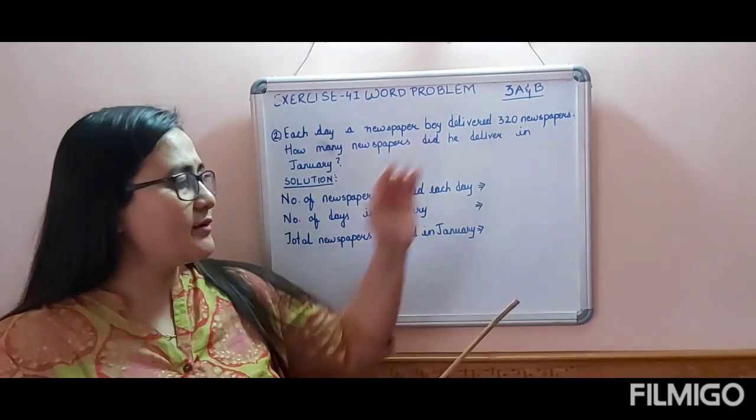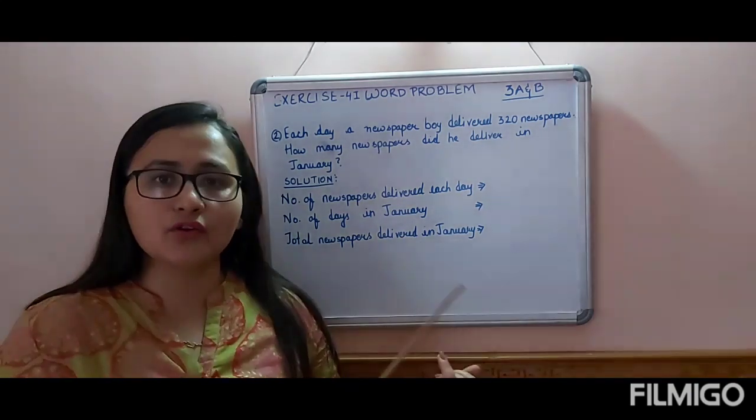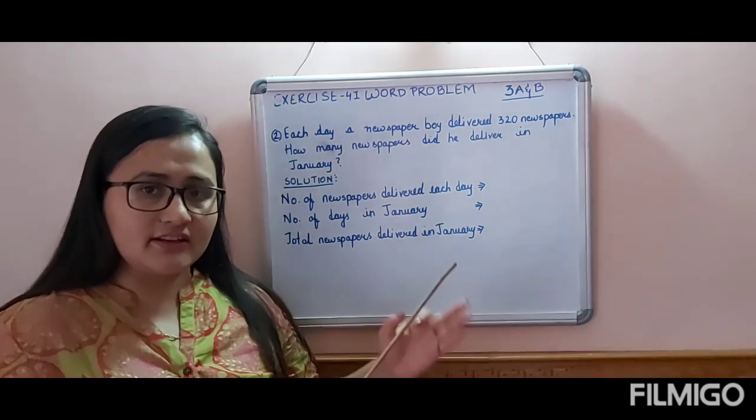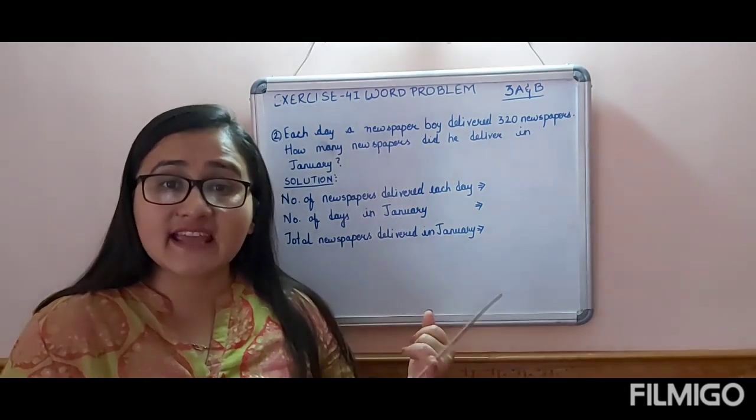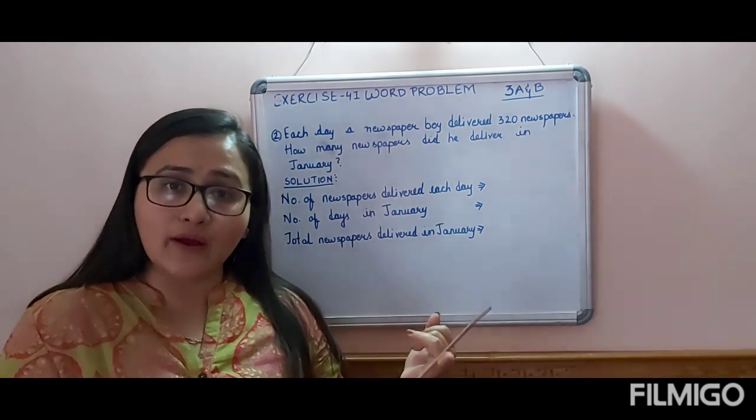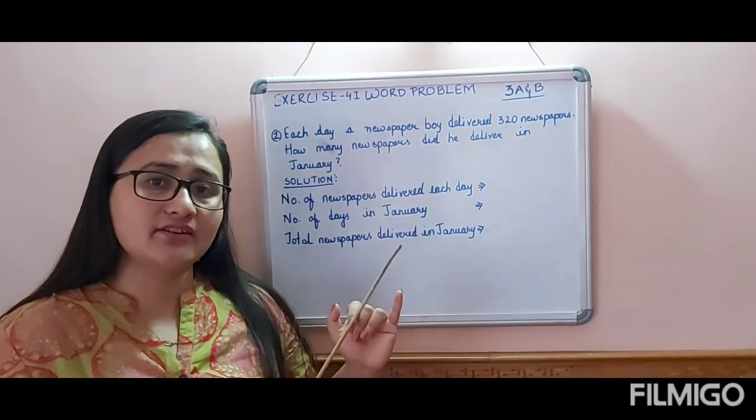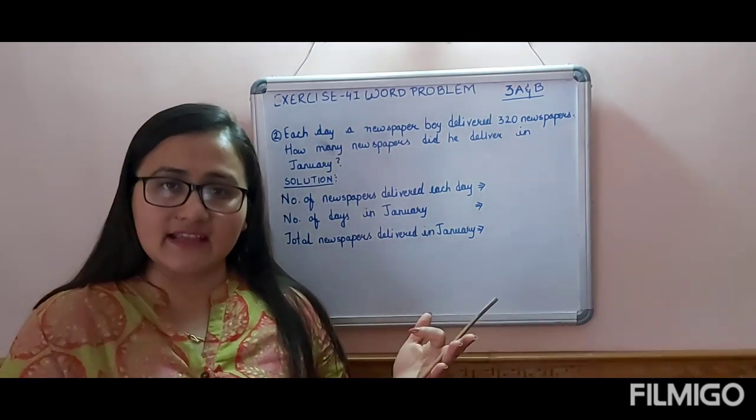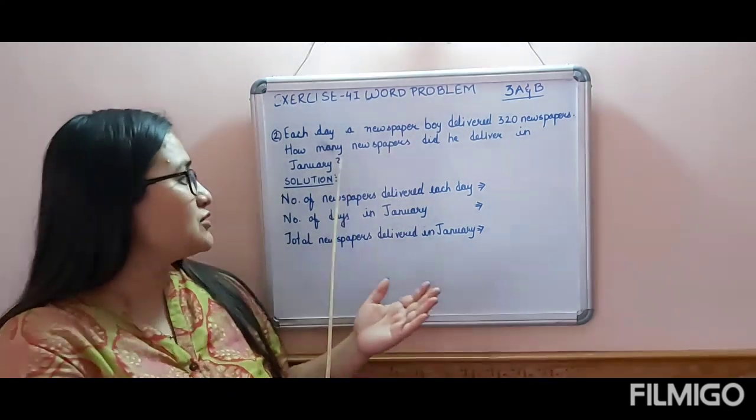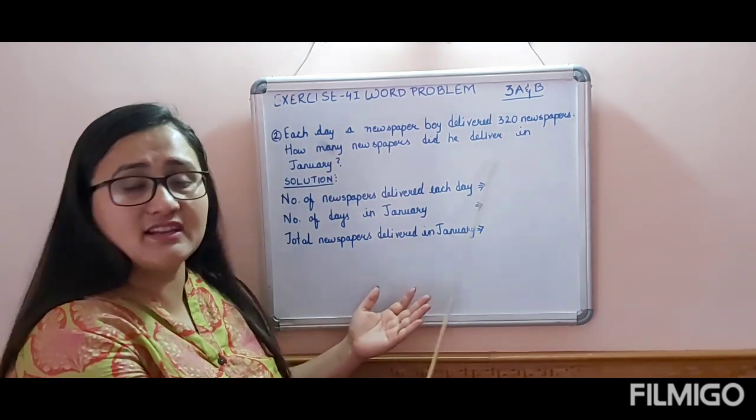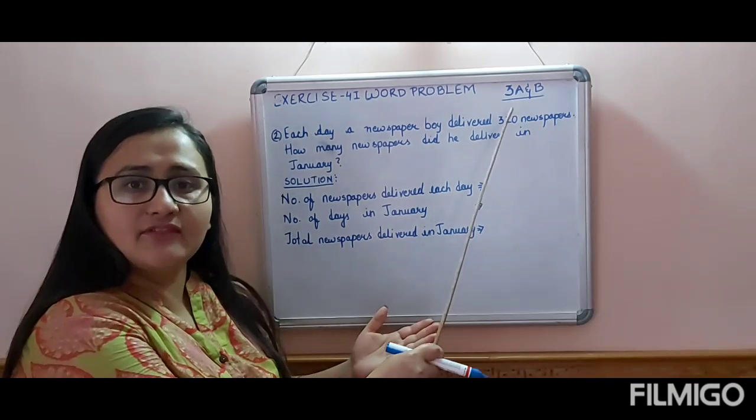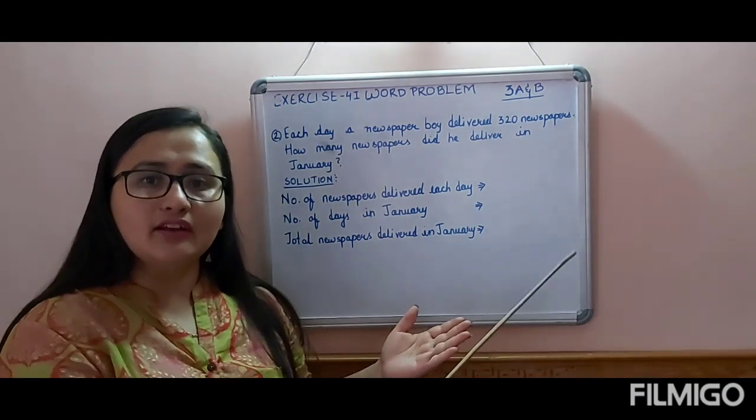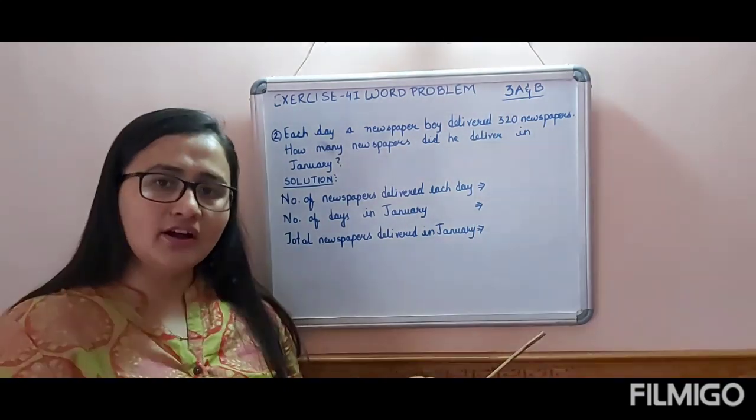There is only one number given here. So you might be thinking, how are we going to multiply? Here it is a little tricky. That's why I have done this question. So you tell me how many days are there in January. You have to write down that. There are 31 days in January. So you are asked to find out how many newspapers he delivered in January. So the number of newspapers he delivered daily multiplied by the number of days in January will give you your answer.